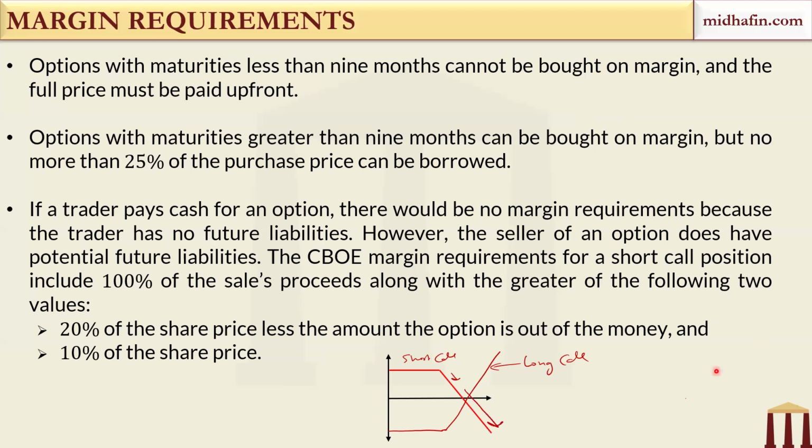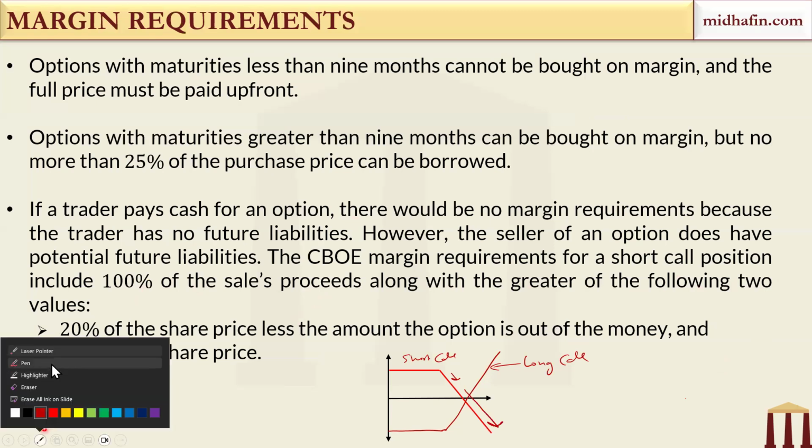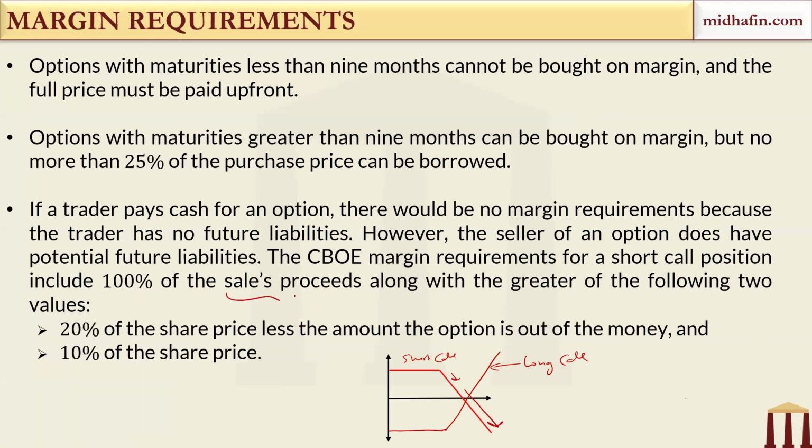So, how is it calculated? The requirements for a short call position include 100% of the sales proceeds. So, even if the premium is paid, sales proceeds are basically the premium. Okay. The amount of money that can be obtained after selling the option, that is the option premium.